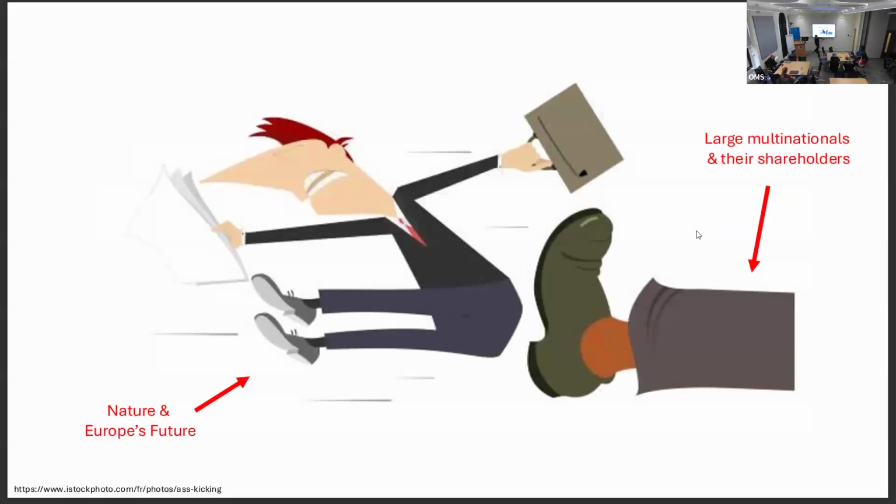So these are large multinationals and their shareholders. I'm not saying private sector, I'm saying large multinationals. And this is nature and Europe's future. And we keep getting our asses kicked over and over and over again, basically. And the COPs were basically the same as well. You have these oil and gas czars leading COPs. Like, you couldn't make this stuff up.